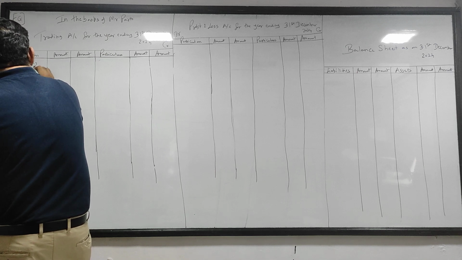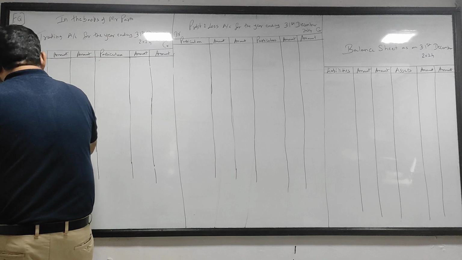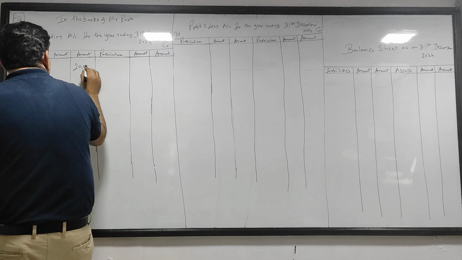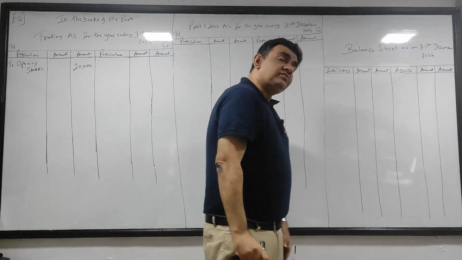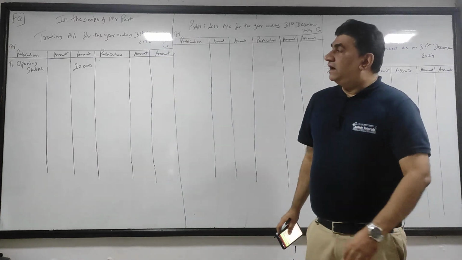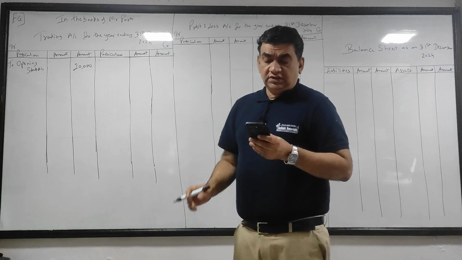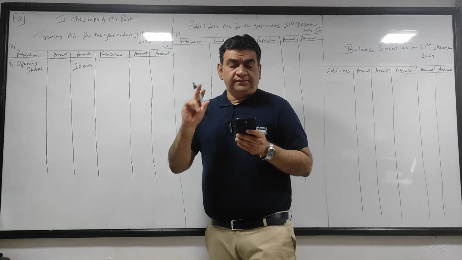So come to the debit side of trading account, to opening stock. No adjustment, no mark, straight away in the second column, 20,000. So to opening stock account, 20,000.